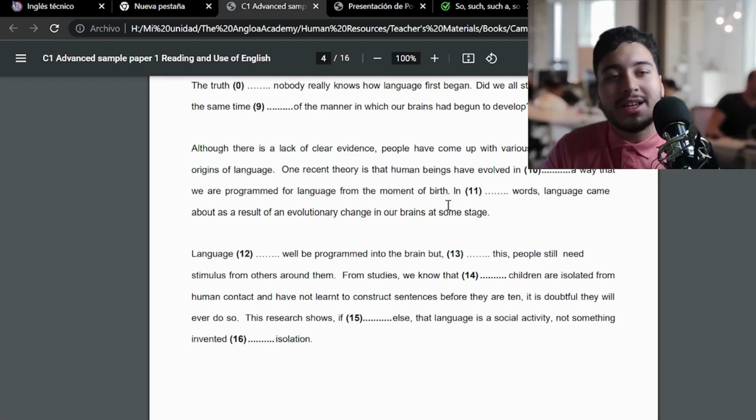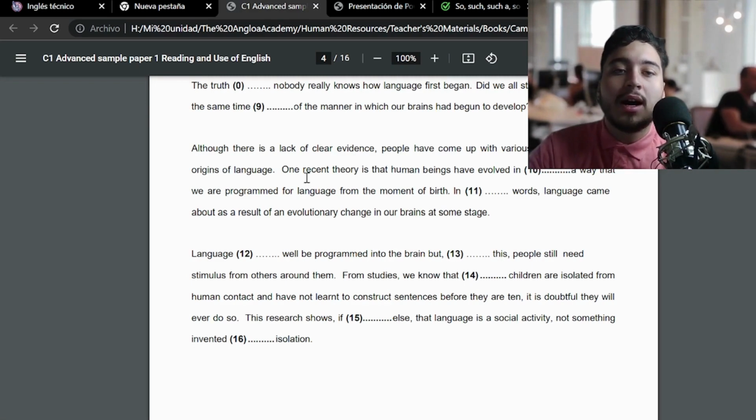Normally, before doing the exam, we give lots of texts to read at a C1 level and to understand what is going on. Like in the last video, I explained that you have to explain what you read, so you make sure you know what is going on there. Here it says, one recent theory is that human beings have evolved in a way that we are programmed for language from the moment of birth.